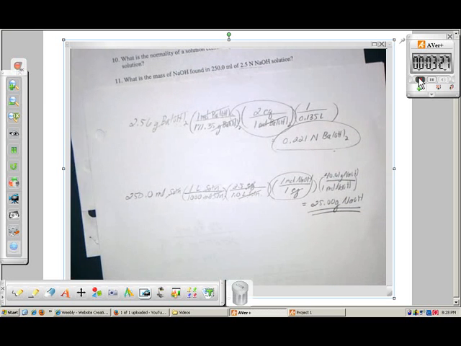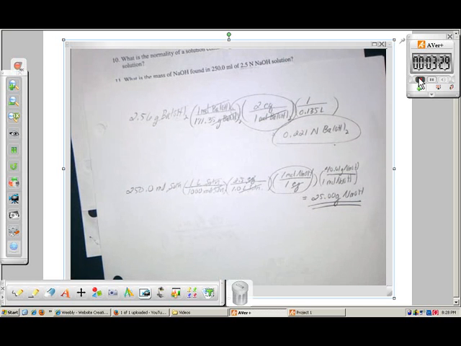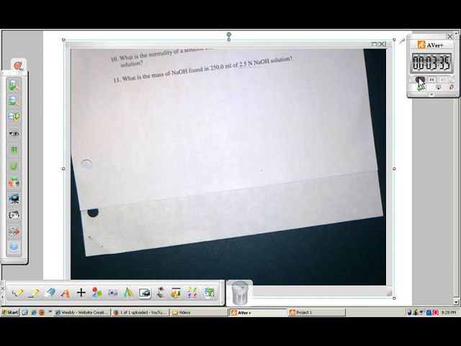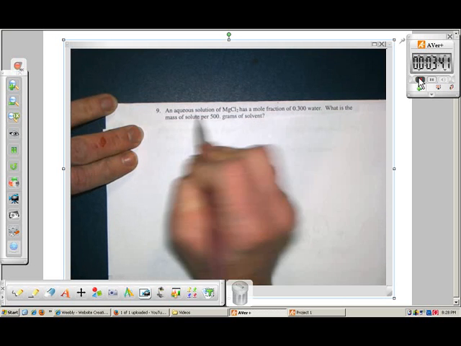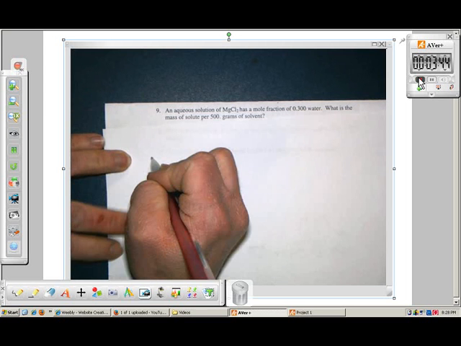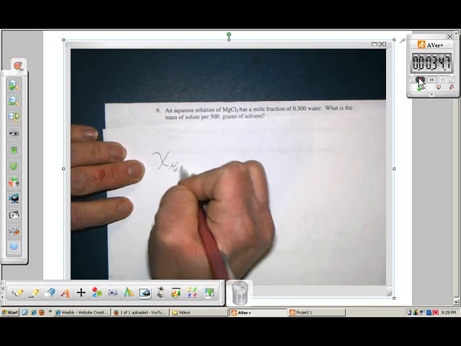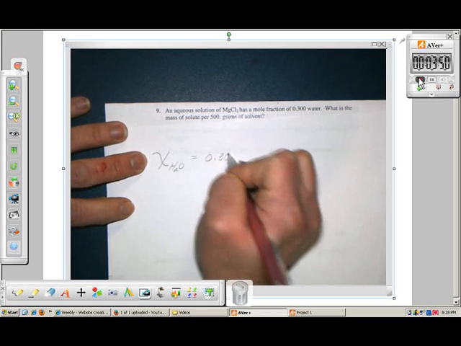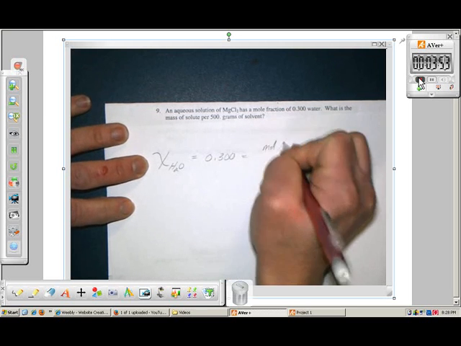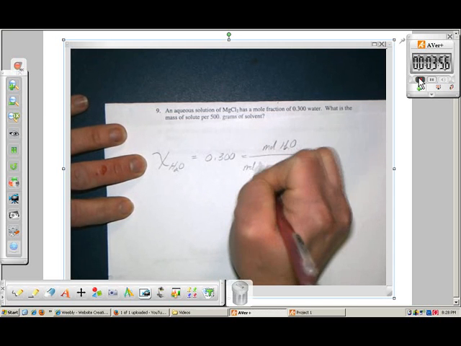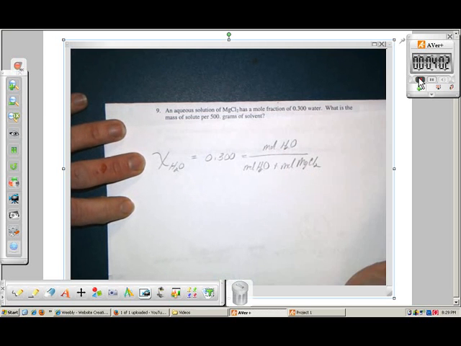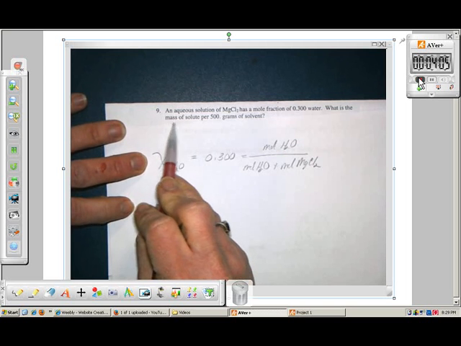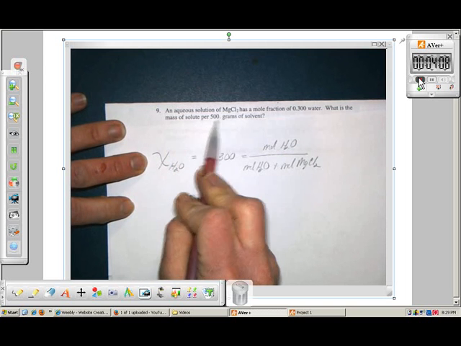For number 9, that deals with just an expanded version of mole fraction. So those are the extent of the normality type of problems. So for number 9, an aqueous solution of magnesium chloride has a mole fraction of water. All right? And that would mean that's moles of water over moles of water plus moles of my solute, which is magnesium chloride here. Okay. What is the mass of the solute per 500 grams of solvent?